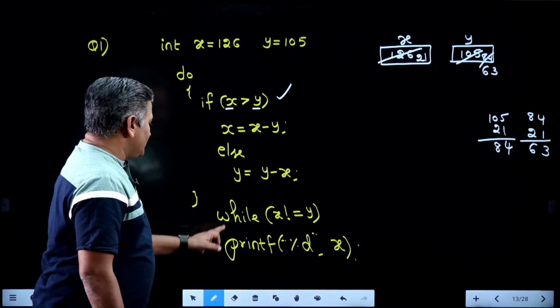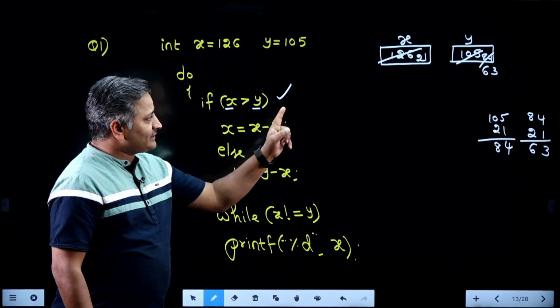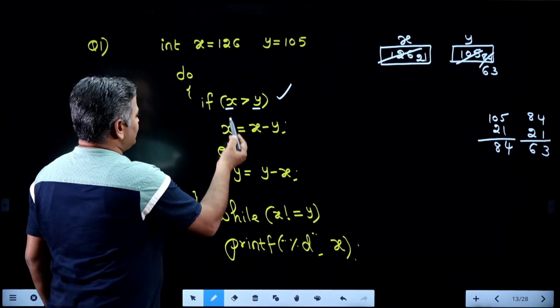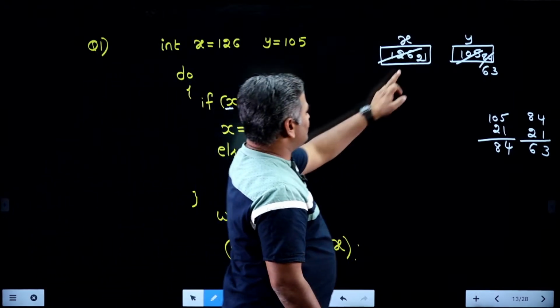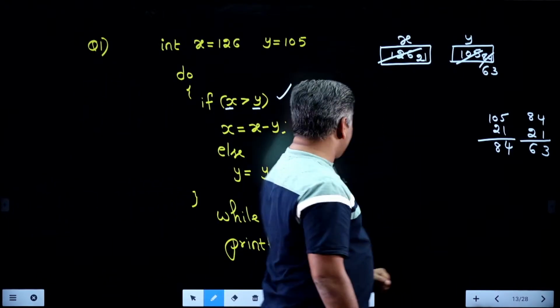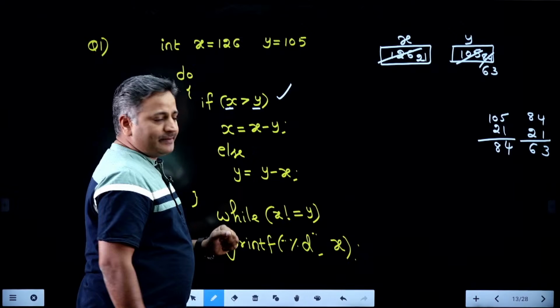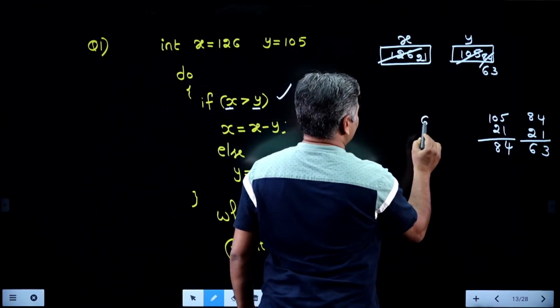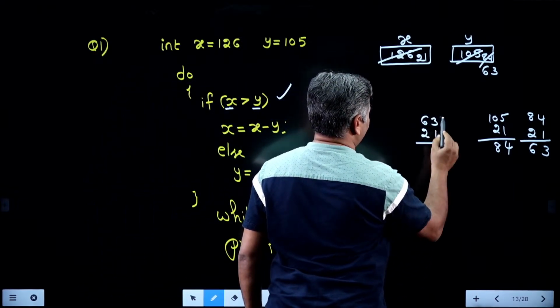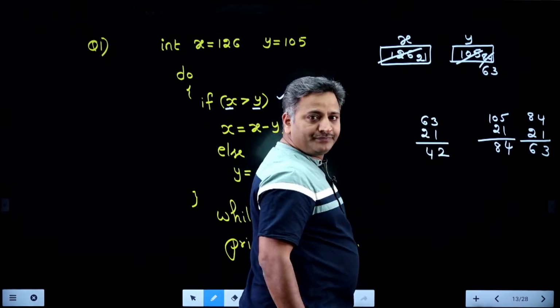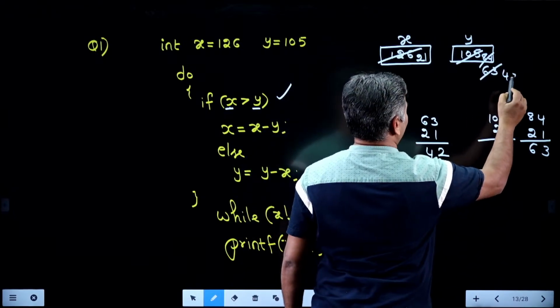Now check the condition while x not equal to y. Yes, x not equal to y, the condition is satisfied. Then again check x greater than y: 21 greater than 63, the condition is false. Then y is updated, y equal to y minus x. So 63 minus 21 equals 42. So the y value is updated to 42.